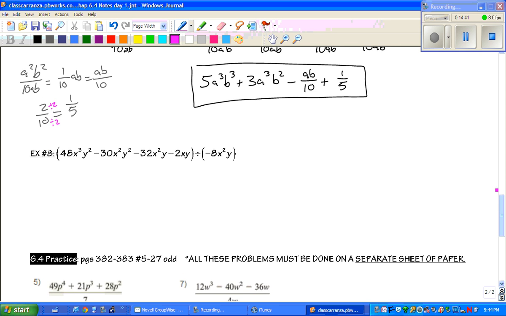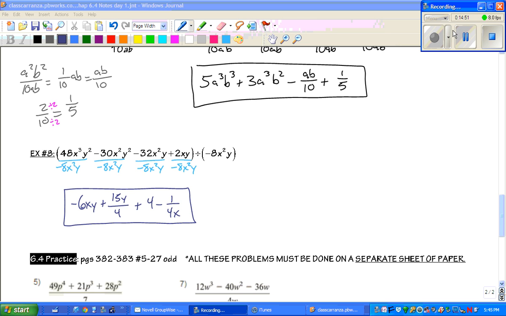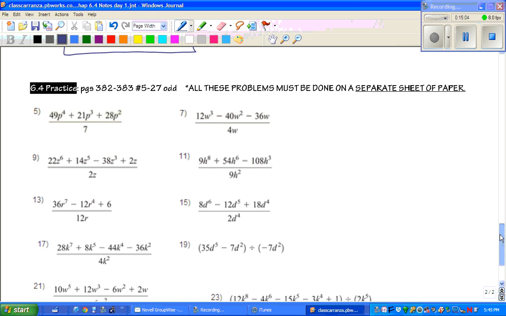All right, example number 8 is all yours, guys. Good luck, and be careful about your negative signs, all right? Okay, and there's your answer. Now, if you have any questions on this, please come see Ms. Carranza or myself. We would love to help you out. If you notice the back of this, this is all of your homework, and it says to do it on a separate sheet of paper.